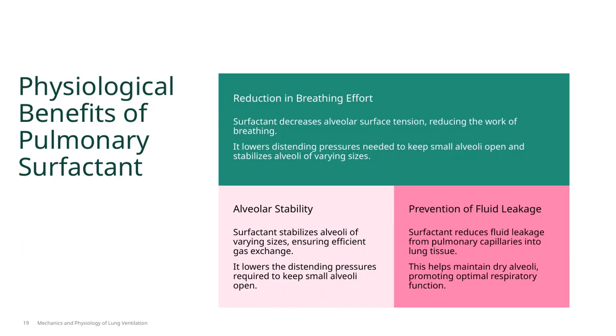Now, let's discuss how surfactant plays a crucial role in reducing the effort needed to breathe. Essentially, surfactant decreases the surface tension within the alveoli, which makes it easier for the lungs to expand and contract during each breath. By lowering the distending pressures required to keep small alveoli open, surfactant helps prevent alveolar collapse and reduces the overall work of breathing.